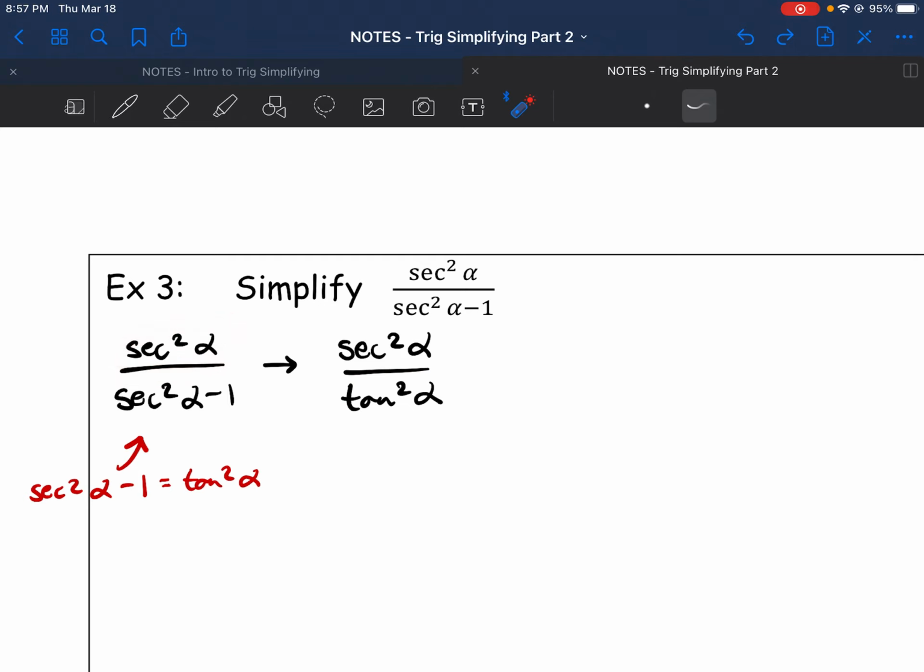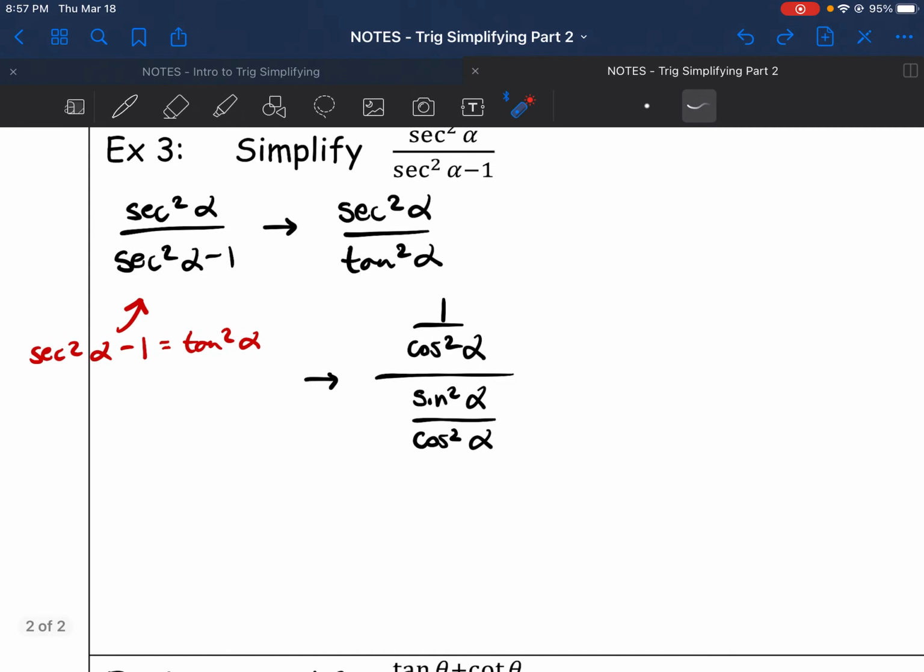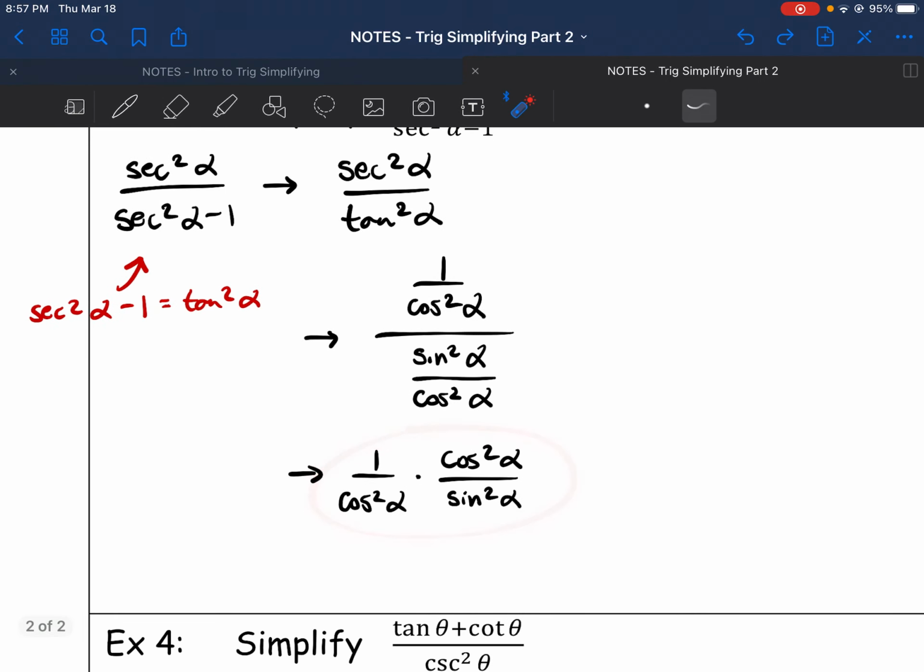Okay. At this point, I think it's a good idea to start turning things into sines and cosines. So secant squared of alpha is going to be 1 over cosine squared of alpha. And tangent squared of alpha is going to be sine squared over cosine squared. So that's our next step right there. Decompose into sines and cosines. And once we're at this point, I think it's pretty easy to see that we're going to want to do the whole keep, change, flip business. So keep the top part, 1 over cosine squared of alpha, change the division to a multiplication, and flip the original denominator, sine squared alpha over cosine squared alpha, to cosine squared over sine squared. And this is what we get as a result right here.